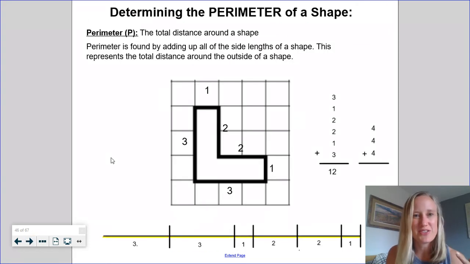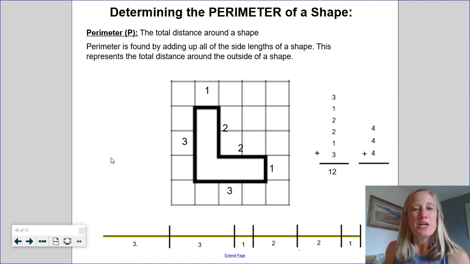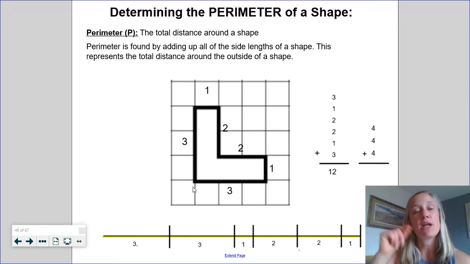Okay, so let's review yesterday. When we are trying to find the perimeter, we're finding the distance around a shape. Yes, I keep saying that, but I want to really drill that in there. So here's a funny looking shape. I always like to count the sides first because then when I'm labeling the side lengths, I can make sure I labeled all of them.